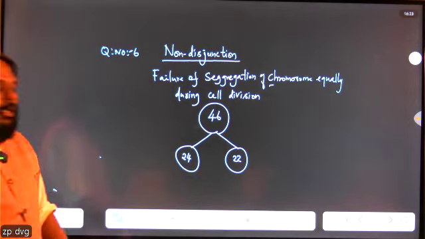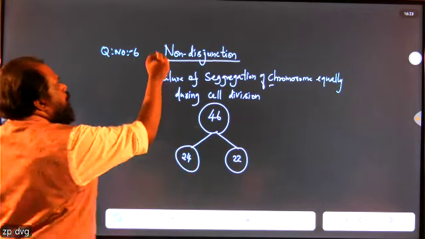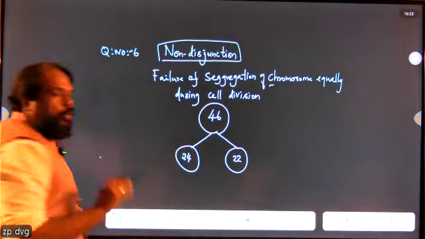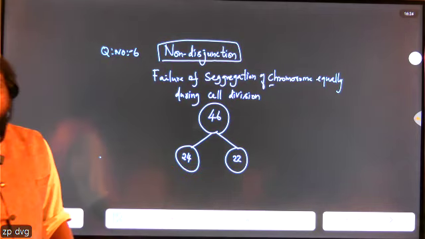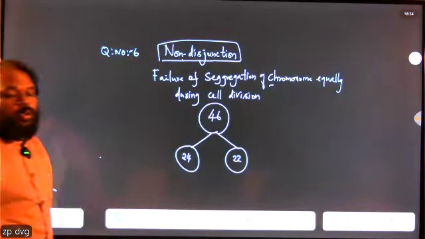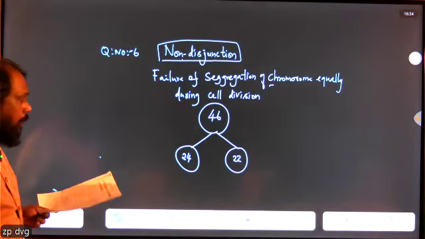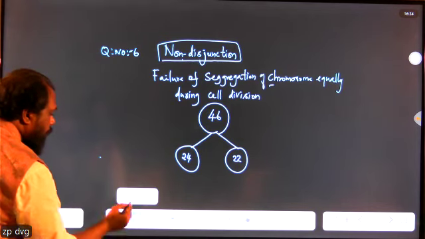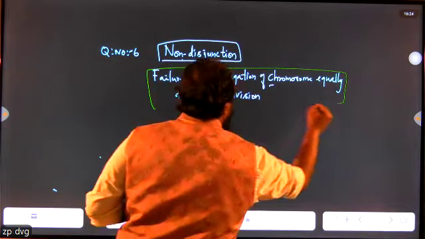Am I right? What is happening here? Chromosome is not equally dividing. This condition is called non-disjunction. So what is non-disjunction? If the chromosome is not divided equally to the daughter cells, then that condition is called non-disjunction. Here, what they are saying is where non-disjunction has happened. So remember what is non-disjunction first.